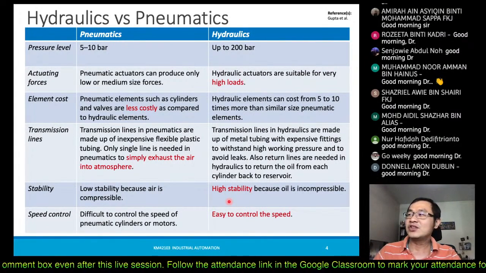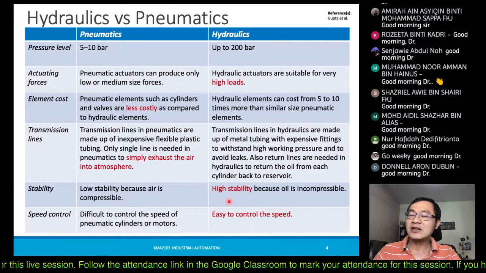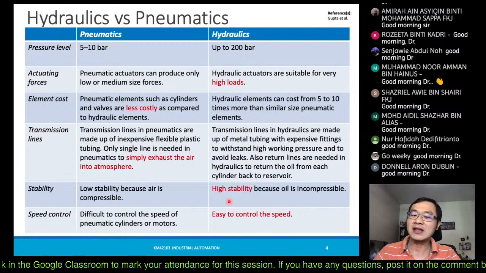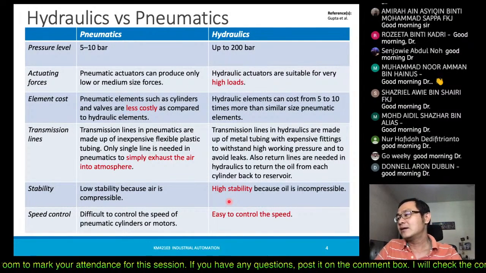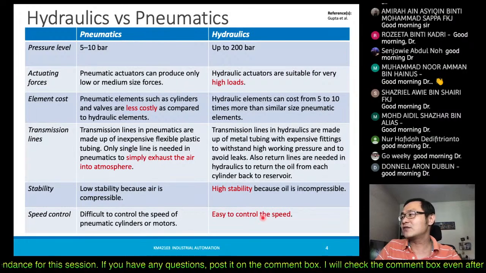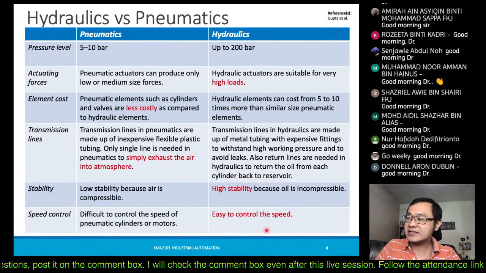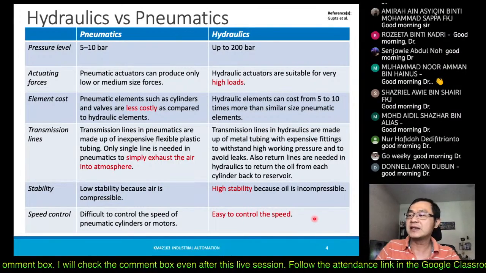Whereas with the pneumatic, when we give additional load to it, it will behave differently because we can always compress the air. And for sure, because of that as well, the hydraulic is easy to control in terms of speed.